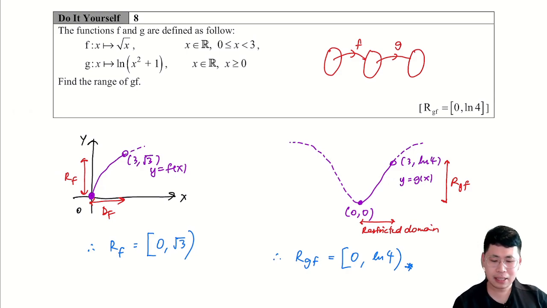Hopefully this has been useful to help you find the range, and it's a bit clearer now on what to do. So we'll end the video here on the section of composite function. In the next video, we're going to start something called piecewise function. See you in the next video.